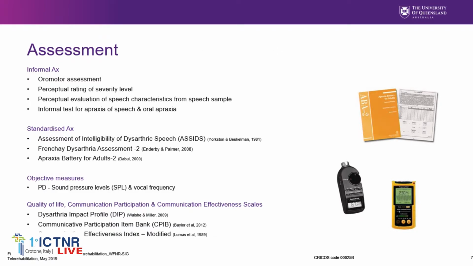So when we're assessing people with motor speech disorders, we have a whole range of assessments which might involve informal assessments, an oromotor assessment, for example. We do perceptual ratings of people's speech. There are standardised assessments that we use, and as I said, these are the ones that we need to get permission for. And we need to do, in some cases, objective measurement of speech, for example, with Parkinson's patients, where we want to measure the volume of the speech and the frequency of the speech. So we also then use quality of life measures, where we ask the patient and their carers to provide some feedback to us about how well they feel their speech is going and whether it's improving or not.